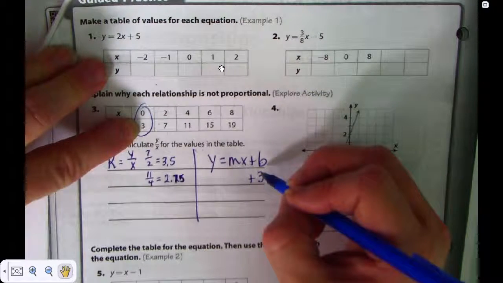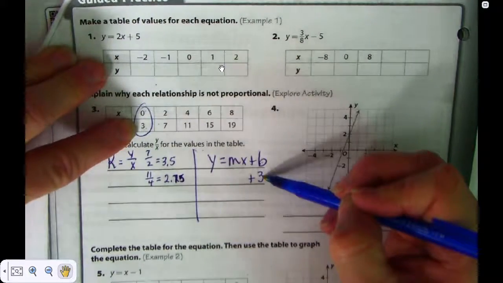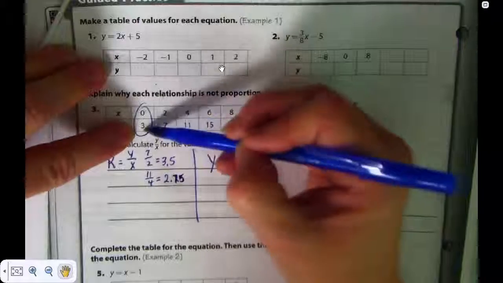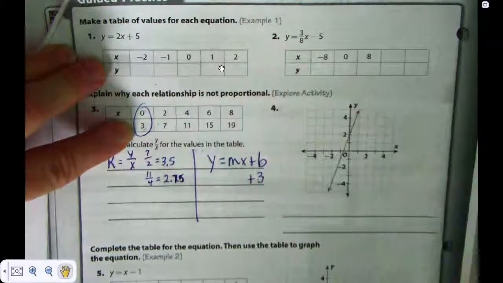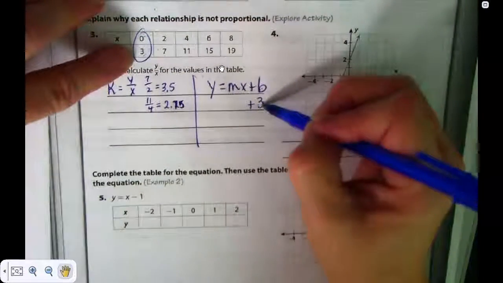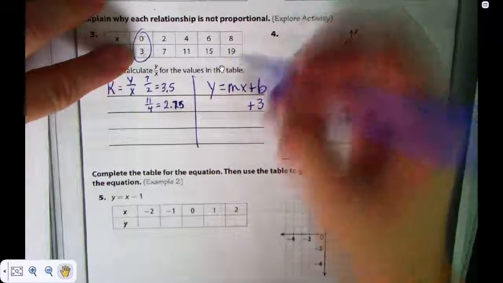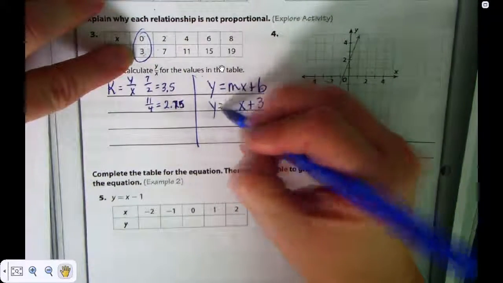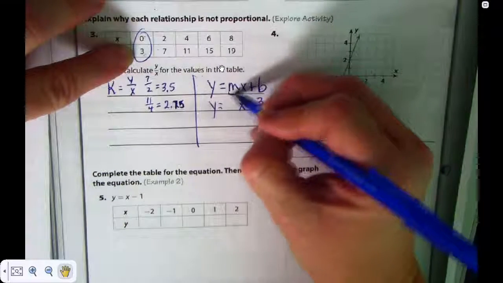Logan. Buddy. 0, 3. It's 3. The y-intercept is 3. Look, it's 0, 3. So it's, okay? I know. So now we're going to go get the slope. This is x. So now we need to go get the slope.